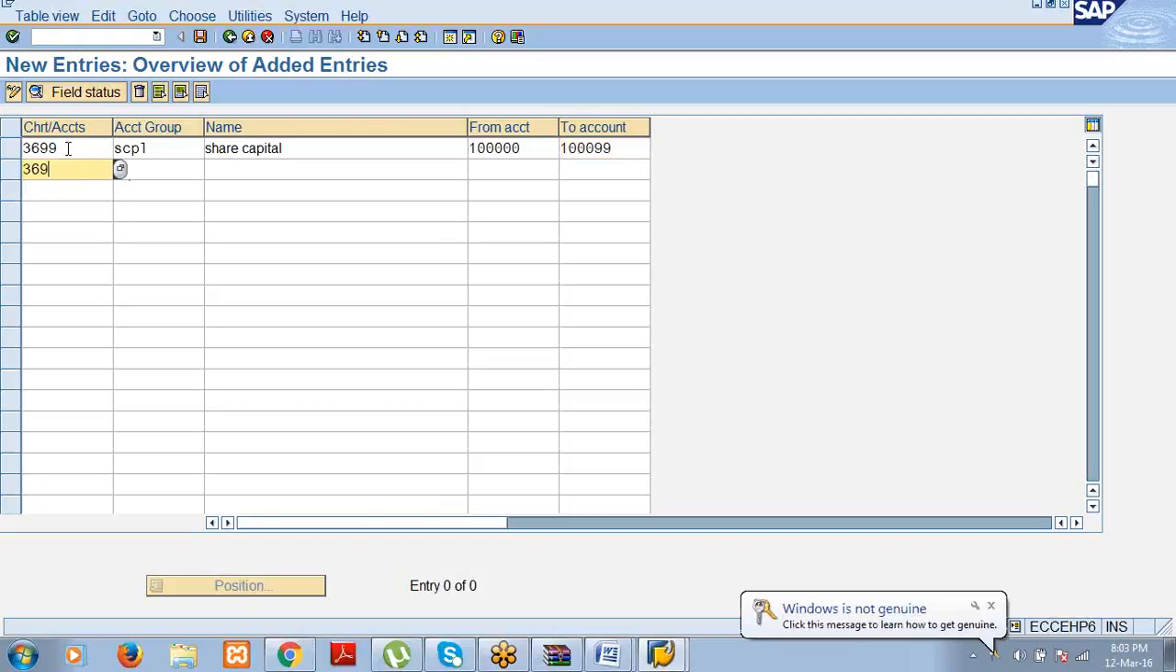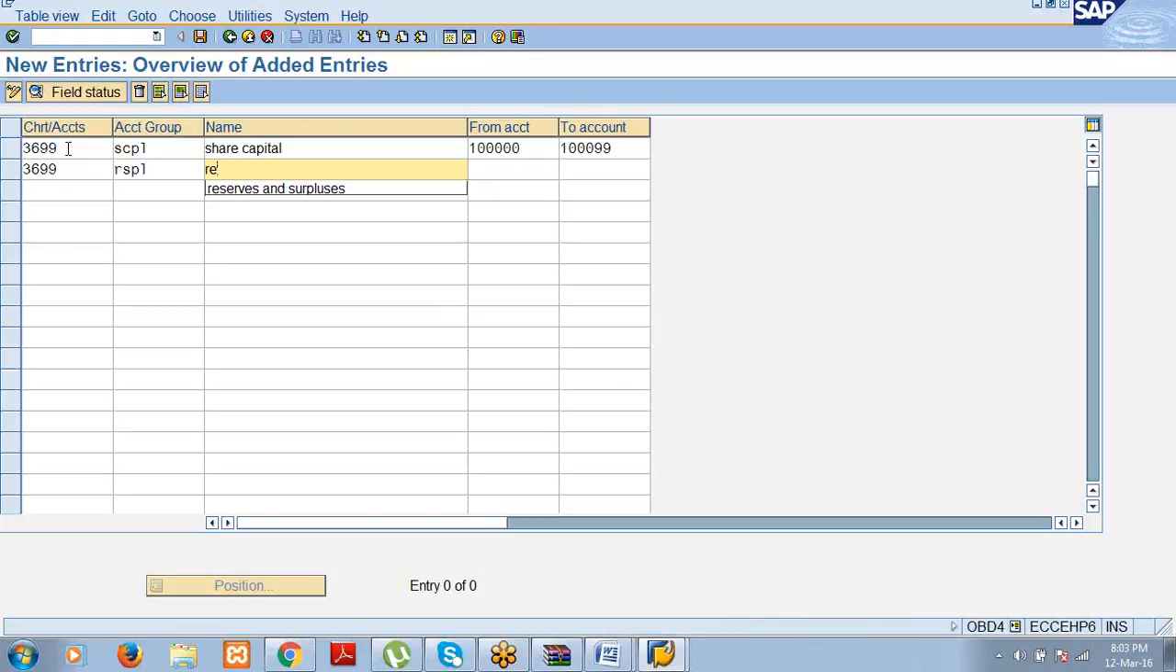Then chart of accounts is 3699. Account group RSPL. Name is reserves and surpluses. From account is 1,100,000 to 1,199,000. See, the number ranges cannot be overlapping. Means every account group has to have a separate number range. One number range cannot be used for multiple account groups.